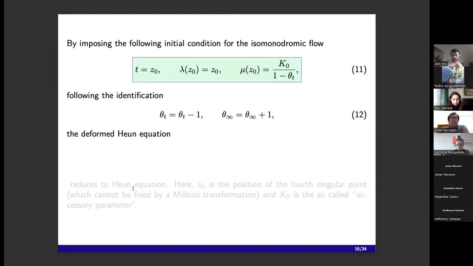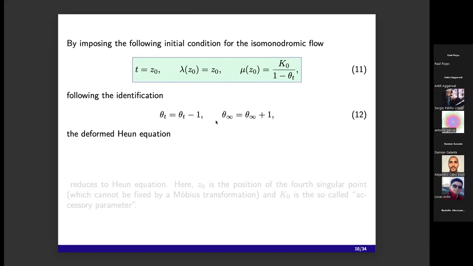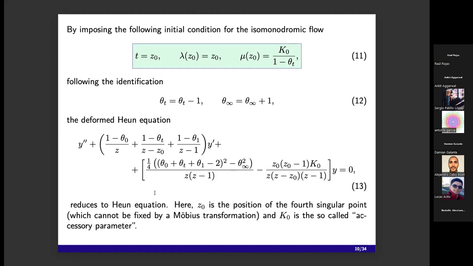And we notice that if we impose that t equals c naught, lambda and mu have specific values, and the identification of the theta t and the theta infinity are shifted. So the deformed Heun equation that I showed a few slides ago actually reduces to the Heun equation, where C naught is just the fourth singular point that cannot be fixed by Mobius transformation, and K naught is the so-called accessory parameter.